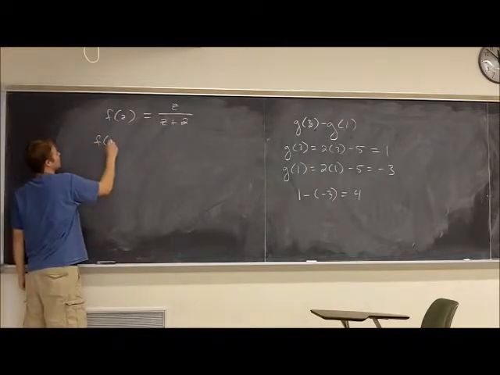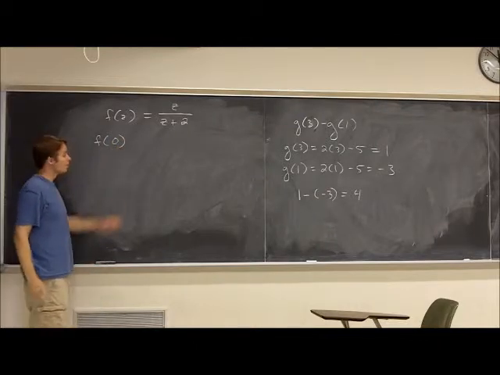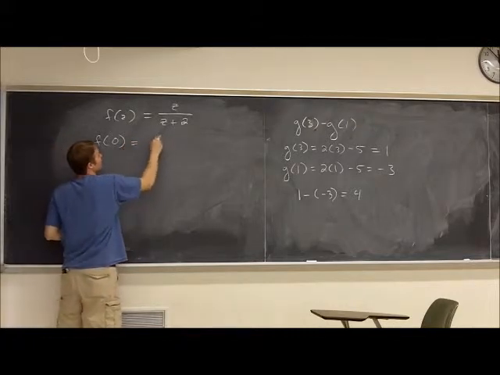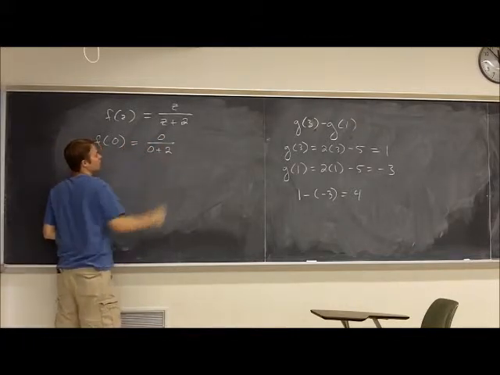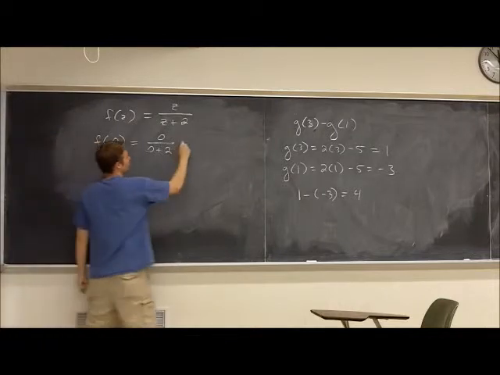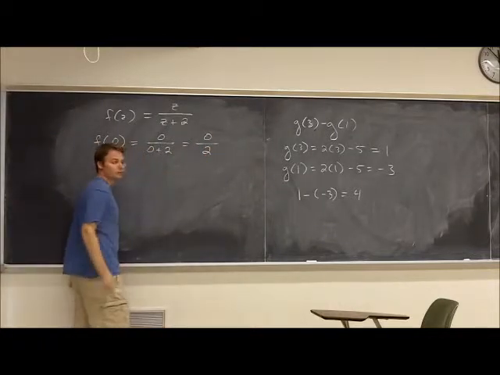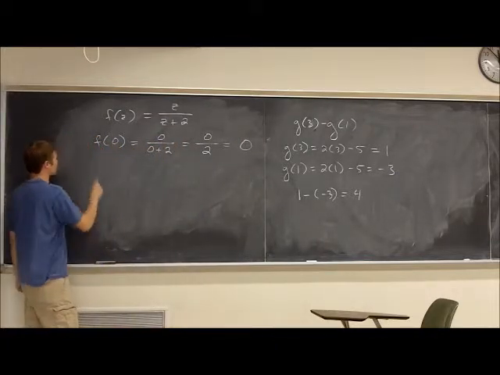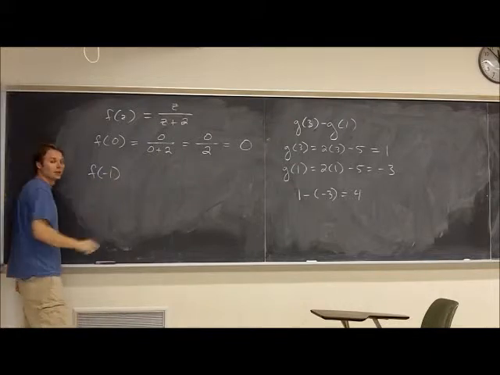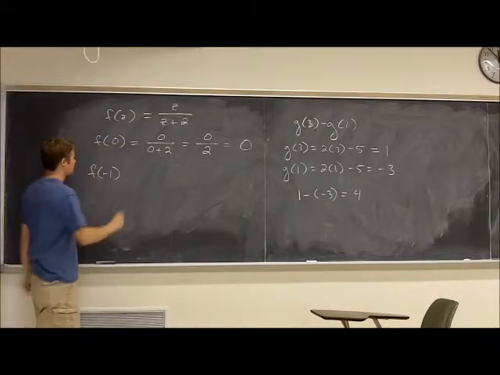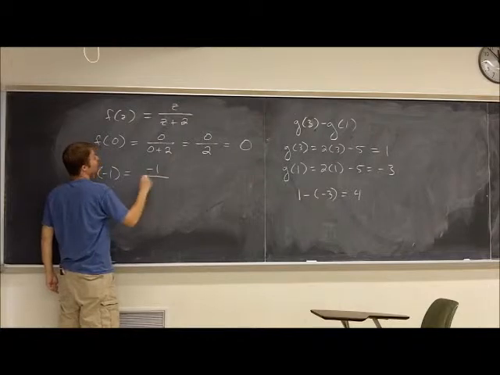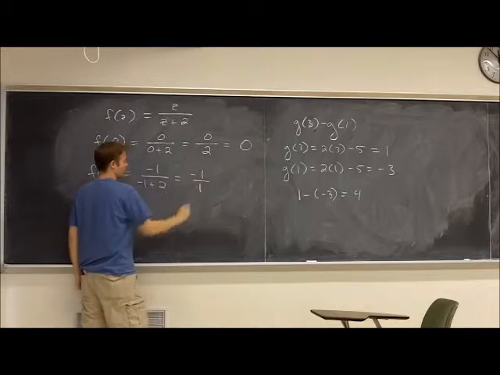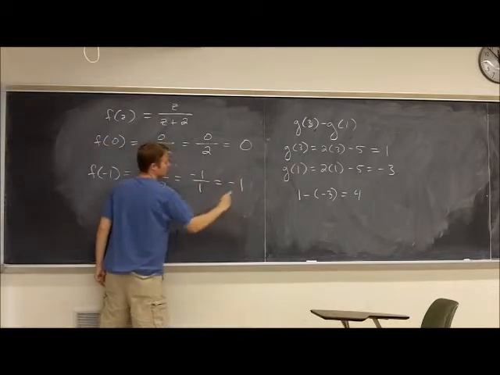So now, for example, if I say, what is f of 0? We just go through the function, and everywhere we see a z, we're just going to replace it with 0. So this would be 0 over 0 plus 2. So this will be 0 over 2, which is just 0. Or something like this, f of negative 1. Again, just go through every time I see a z, I'll replace it with a negative 1. So negative 1 over negative 1 plus 2, and then simplify. So negative 1 over positive 1. So that's a negative 1.